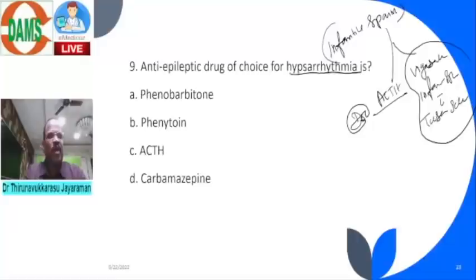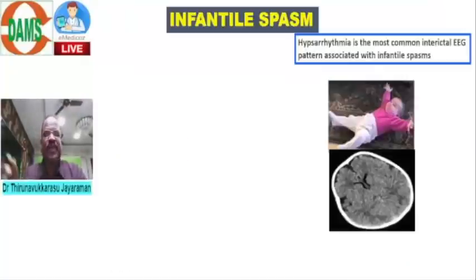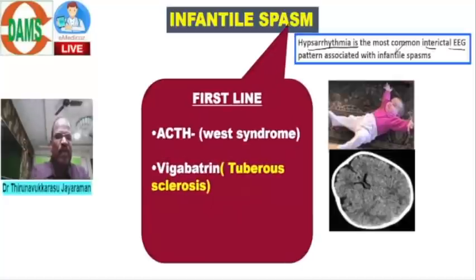So now look at the options. Options are phenobarbital, phenytoin, ACTH, carbamazepine. So among the options, straight question, option C, ACTH. That's the answer. Anyway, infantile spasm: hypsarrhythmia is the most common interictal EEG pattern seen with infantile spasm. So for infantile spasm, the best option is ACTH. Or else, if the infantile spasm is with tuberous sclerosis, go for vigabatrin. Infantile spasm is also called West syndrome.